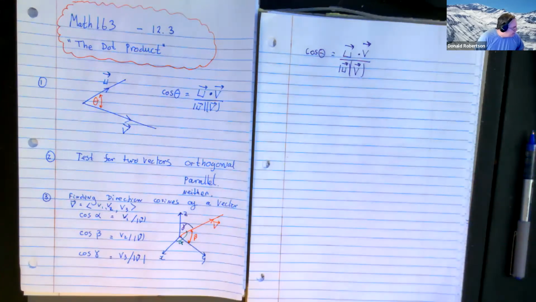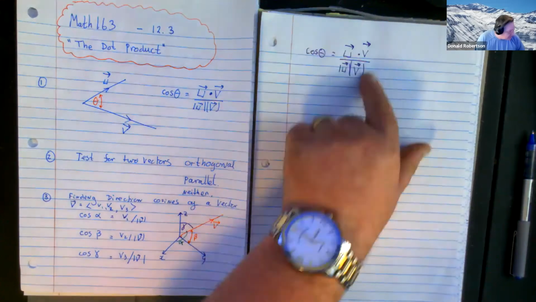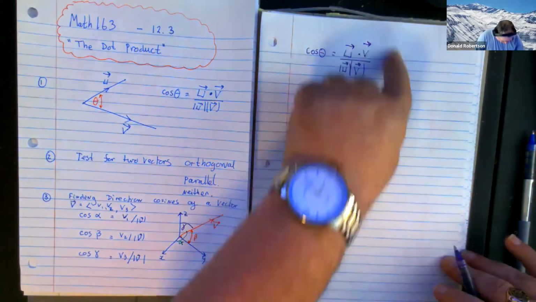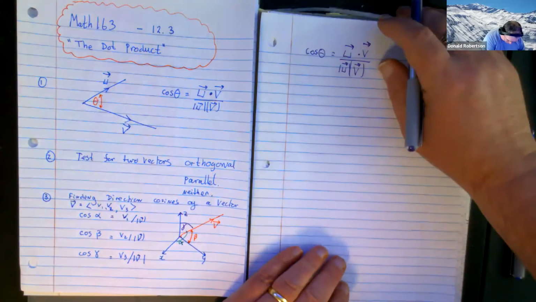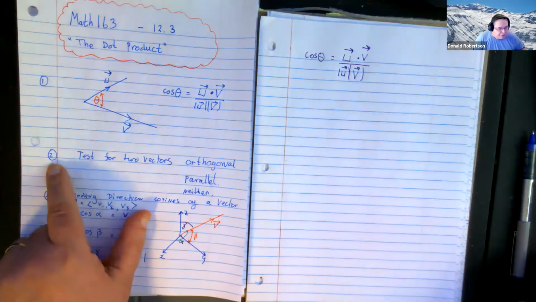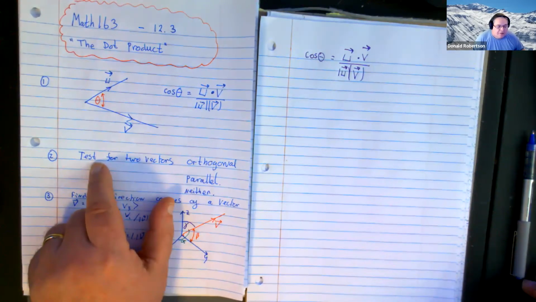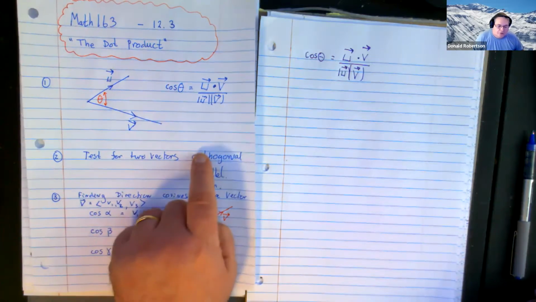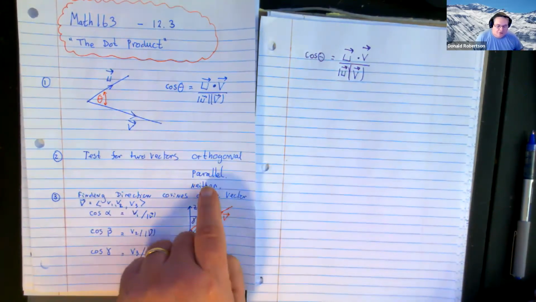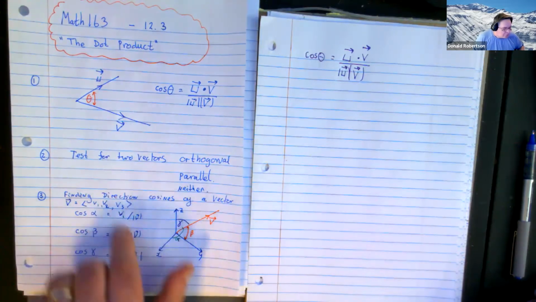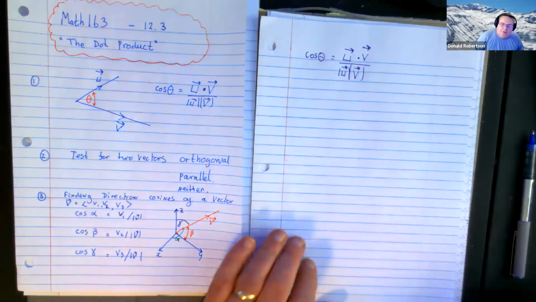Just for completeness' sake, I'm going to pick a couple of questions. One where we're finding a missing angle, and one where we're going to use a version of this formula to get the value of a dot product. Once we've done that, we'll move on to section 2: testing whether two vectors are orthogonal, parallel, or neither. And then we'll talk about 3 when we get to it.